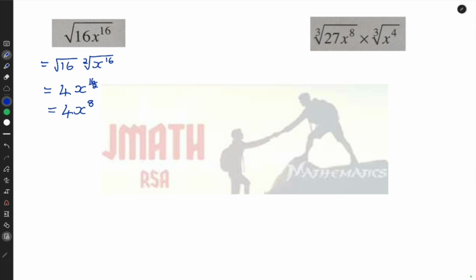final answer. Let's split again and give each base its own root.